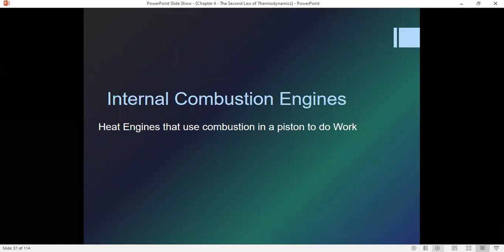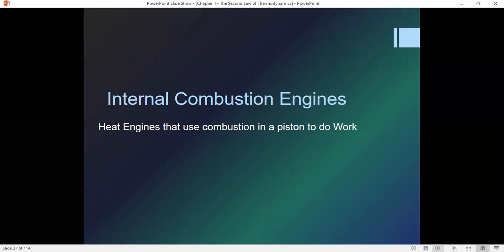Internal combustion engines, yes, are a little bit different from the external combustion engine, which is a steam engine. In the steam engine, you have external combustion that generates heat. The heat goes into a boiler, and then the steam is allowed to expand, driving a piston or driving a turbine. With the internal combustion engine, the products of the combustion actually drive the piston.